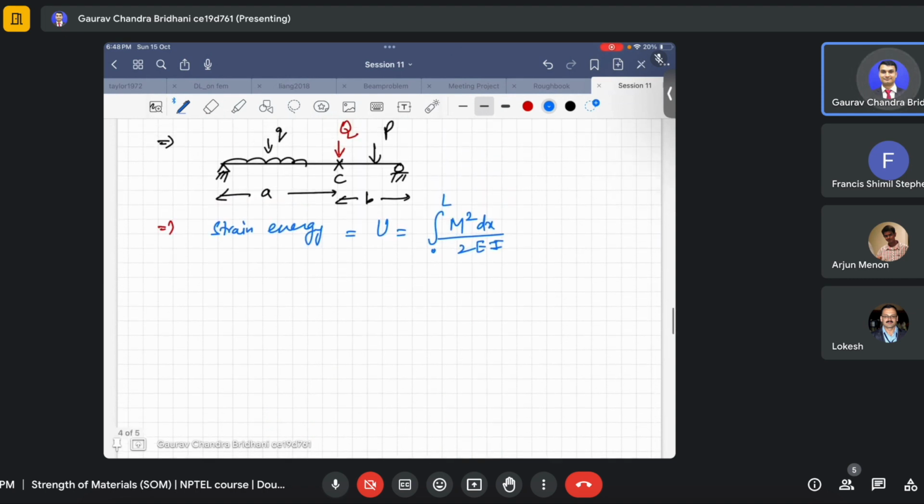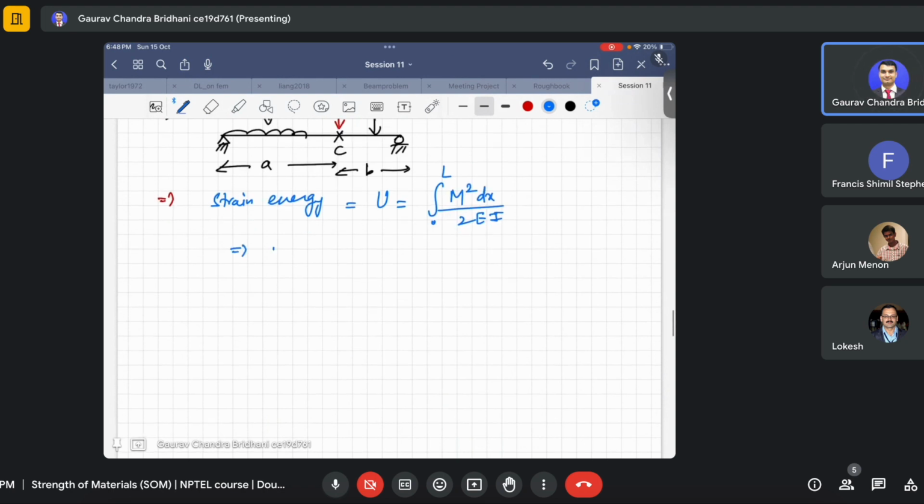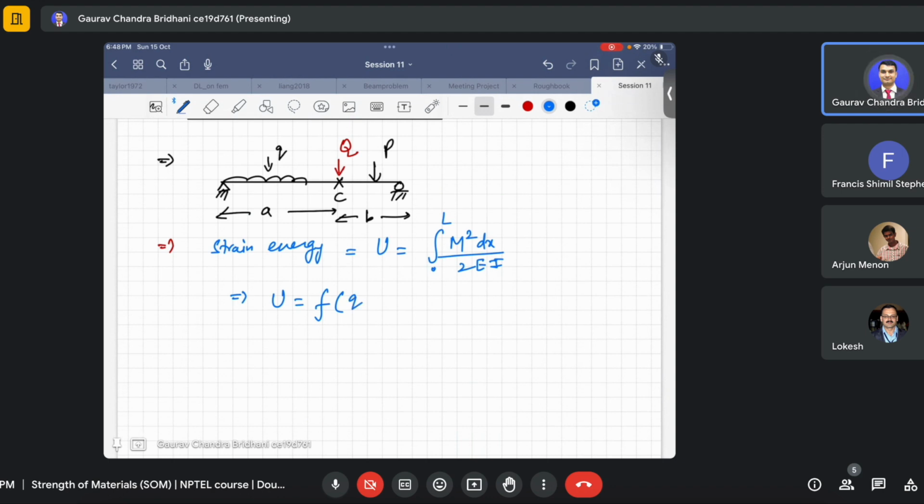So what we do is find the strain energy, and this U will be a function of what? It will be a function of the fictitious load capital Q, a function of small q, a function of capital P, and a function of x. U is a function of these quantities.